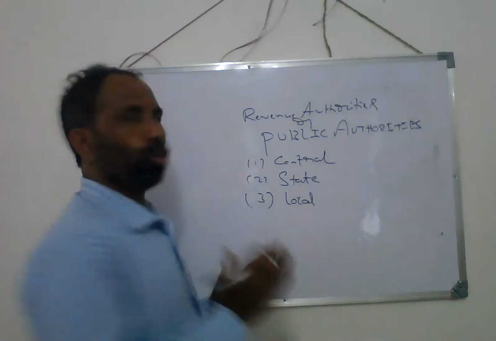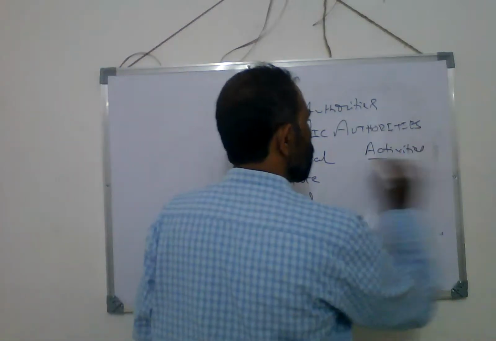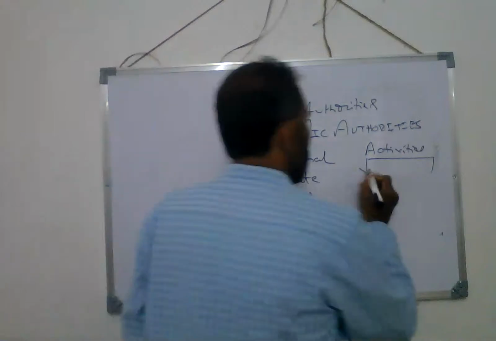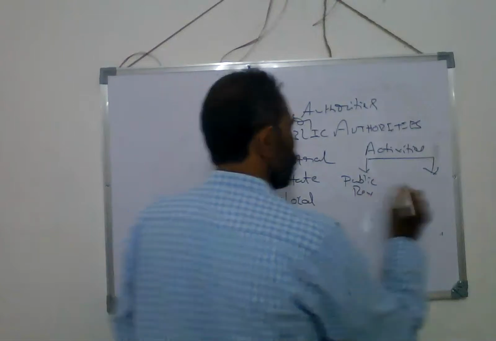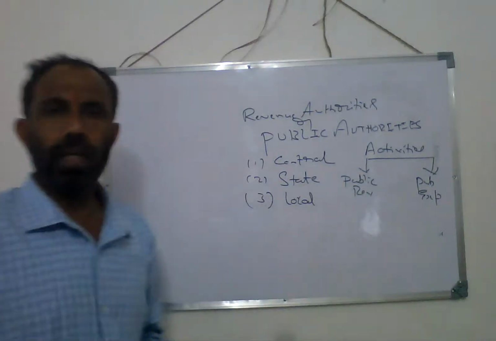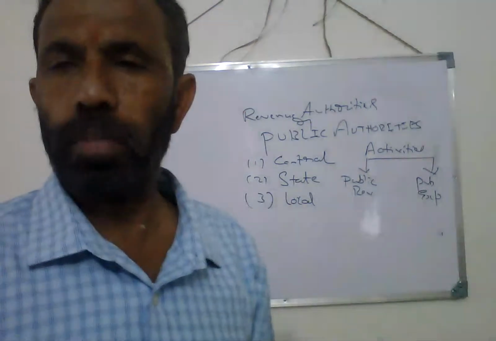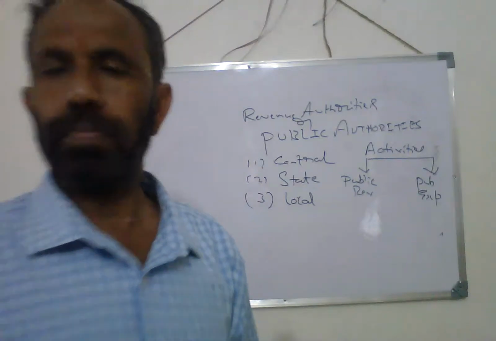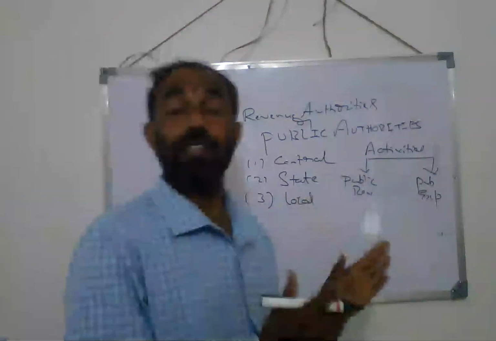Public authorities, they have got 2 important activities: public revenue, public expenditure. All of you present in the live chat to take part. All of you type present, name and present, because I have to take the attendance. That's why. Write your name, last 3 digits, and present in the live chat. So public revenue, public expenditure, they are the 2 activities of the various public authorities.